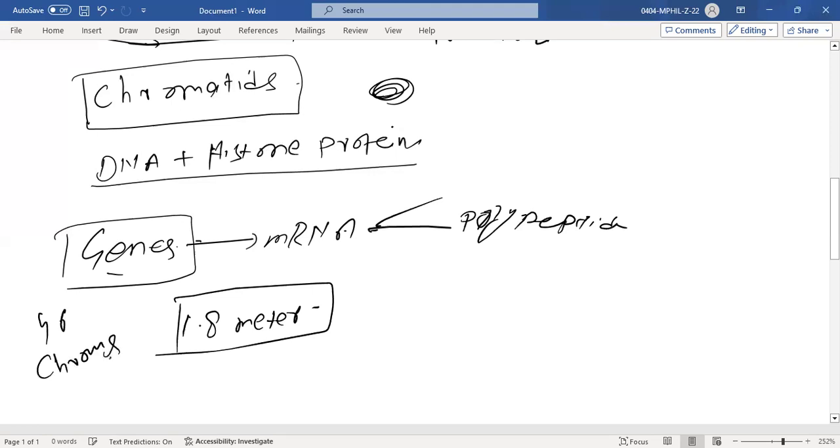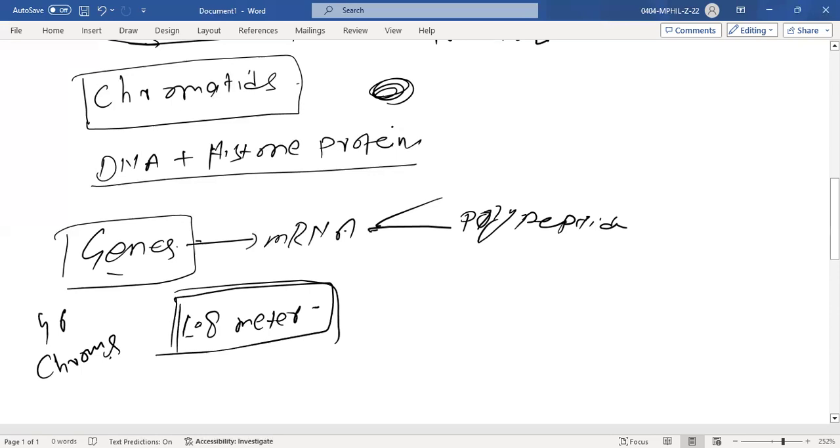So this chromatin, why is it condensed here? Because in order to occupy a very small space, it is about 1.8 meter. And if you just imagine that it is not condensed, what would be the consequences? The consequences are it is difficult to accommodate such a long DNA in a very small cell. Are you getting it? Is it fine?